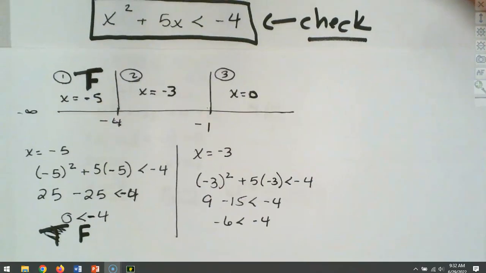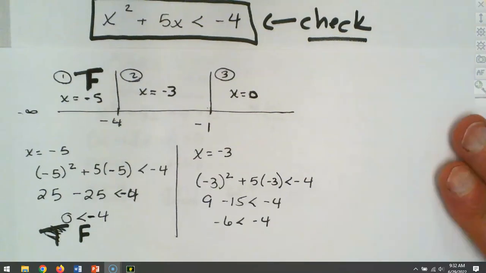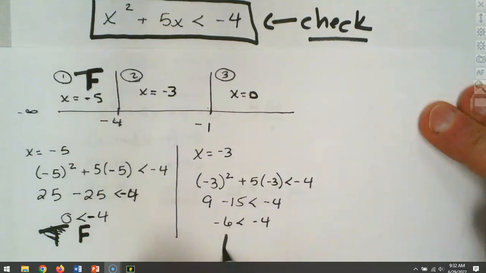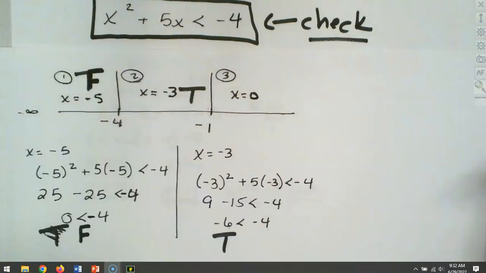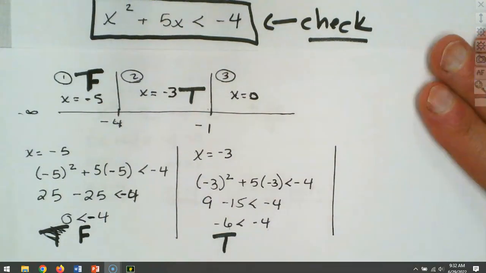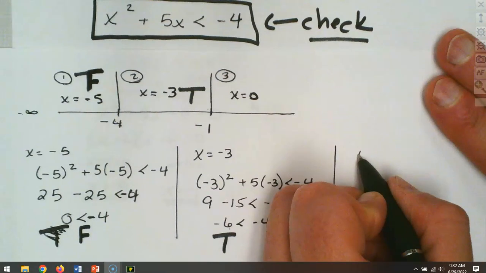So thank you, Tracy. Because now this one, what do we know about this one? Is negative 6 smaller than a negative 4? That one is true. So always go back and make sure you don't make a simple mistake like a sign error. We all make them, but try to have as few of those as possible.